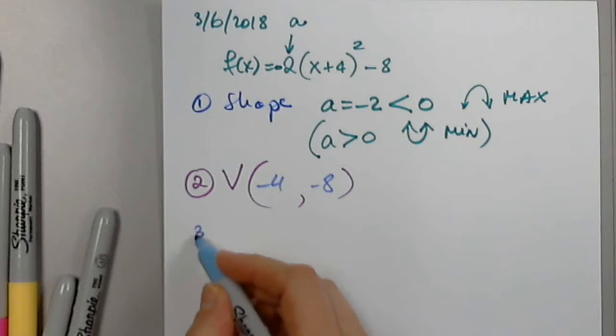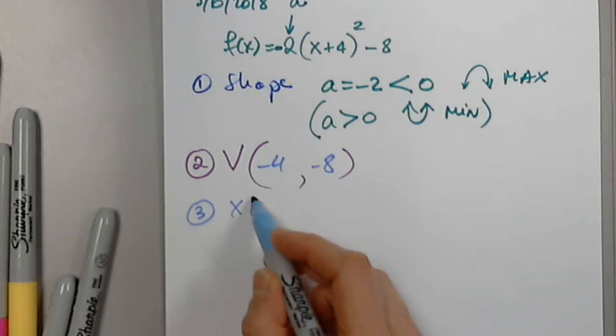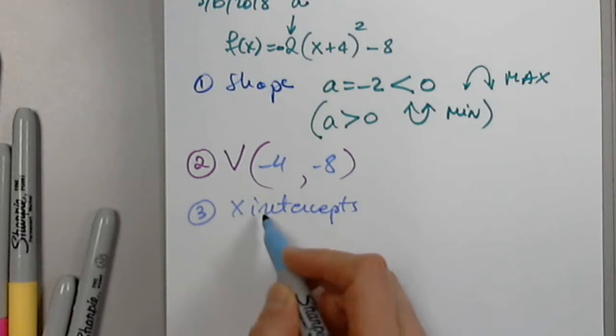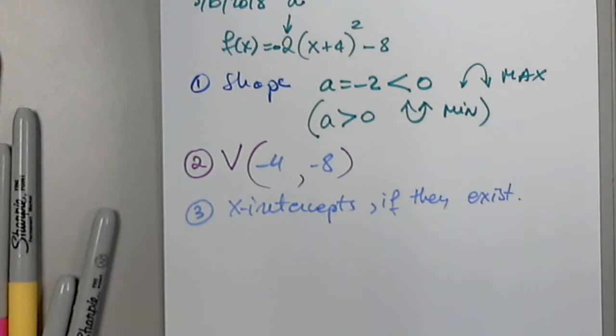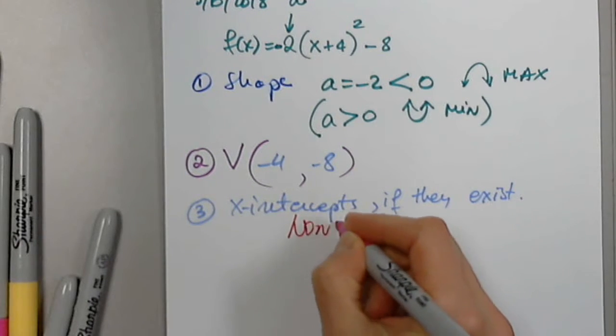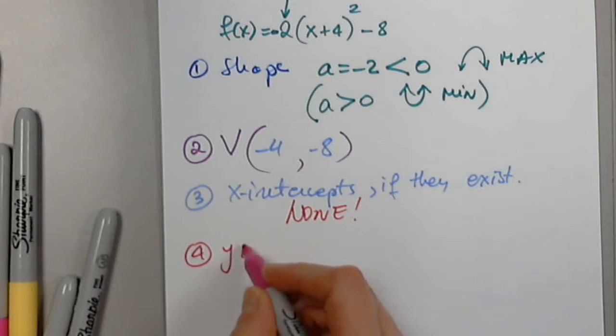Good. Step number 3, x-intercepts. And remember, they come with 'if they exist.' We already have the picture. We already have the graph in our heads. One more time. X squared, x plus 4, 2 times x plus 4 squared, negative 2 times x plus 4 squared, and negative 2 times x plus 4 squared minus 8. So, should I look for x-intercepts? No, none. Very good.